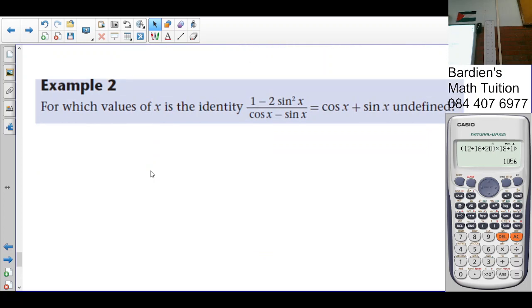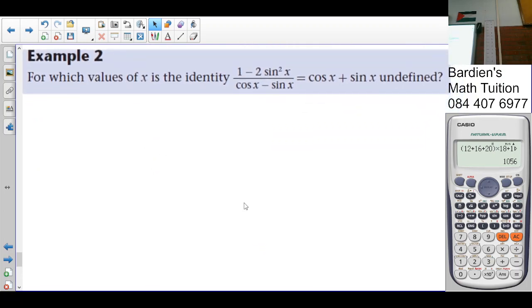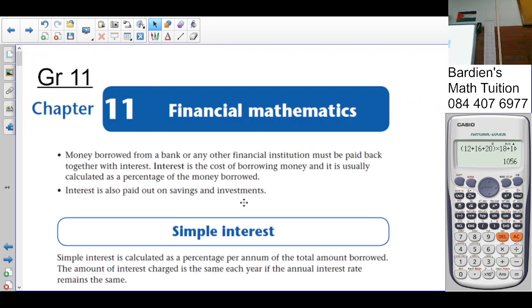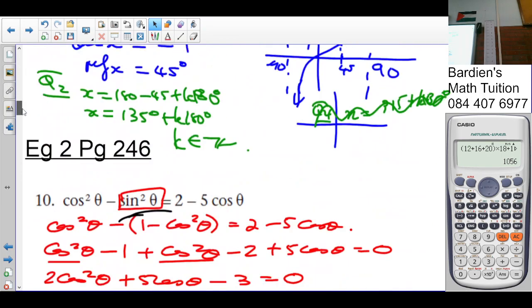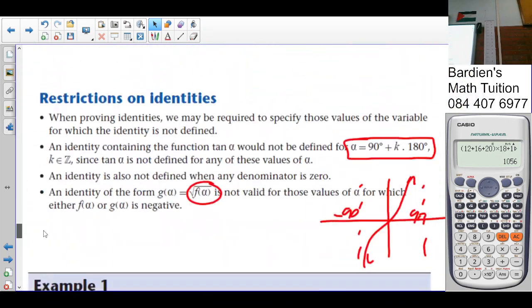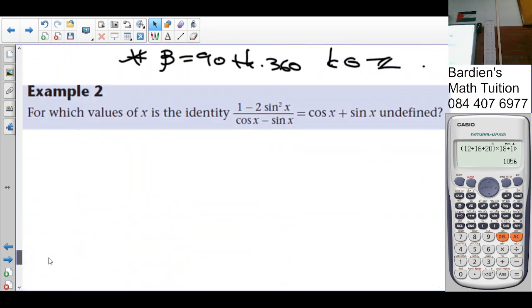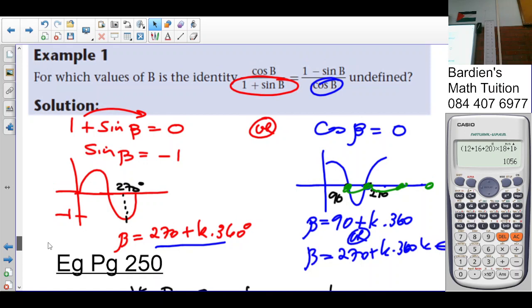Look at example 2. Yes? There. We'll do some financial maths today. So you need to get through these things so you can do some financial maths, okay?